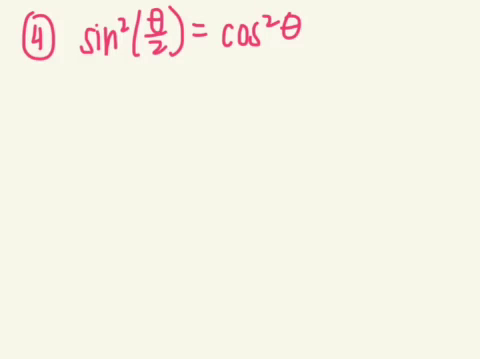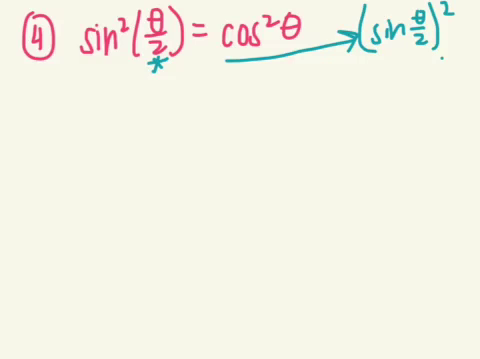Alright, on number 4, this is what we start with. Sine squared of theta over 2 is equal to cosine squared theta. And again, here's a situation where when you look at this, you have something going on inside the parentheses with the theta, and that needs to be the first thing that you do. So when you look at this, theta over 2, so it's half of theta, you should be hopefully thinking half angle. So remember, this can be rewritten as sine of theta over 2 with the squared on the outside.